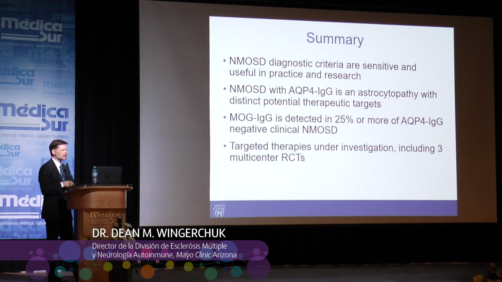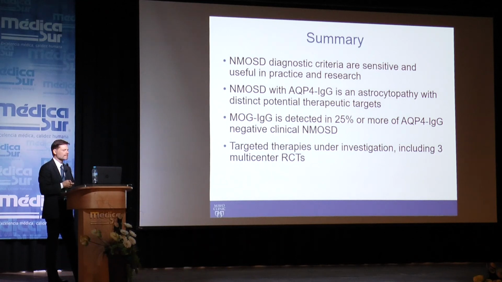So in summary, the diagnostic criteria are sensitive, seem to be valid, and are useful both in practice and research in both children and adults. Aquaporin 4, we think, is an astrocytopathy, the mechanisms of which are opening up many avenues for therapies. MOG looks real. This looks like a real syndrome. We test for it now routinely in all of our patients in whom we're testing aquaporin 4. And it may make up a quarter or more of the so-called seronegative NMOSD cases. And we're going to get the results of some phase 3 trials within the next 1 to 2 years that are going to change the landscape very dramatically.